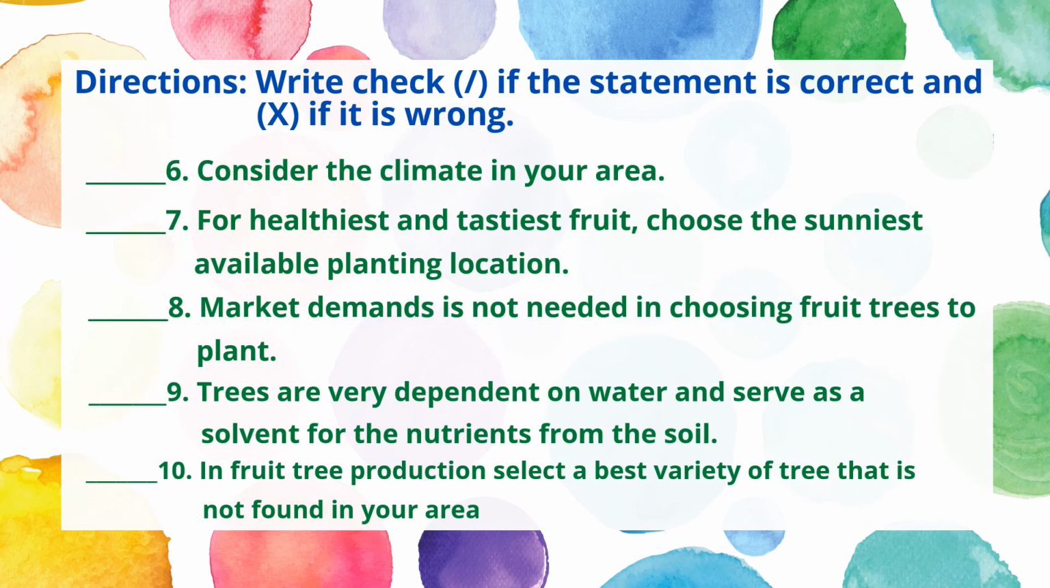Six, consider the climate in your area. Number 7, for the healthiest and tastiest fruit, choose the sunniest available planting location. Number 8, market demands is not needed in choosing fruit trees to plant. Number 9, trees are very dependent on water and served as a solvent for the nutrients from the soil. Number 10, in fruit tree production, select the best variety of tree that is not found in your area.